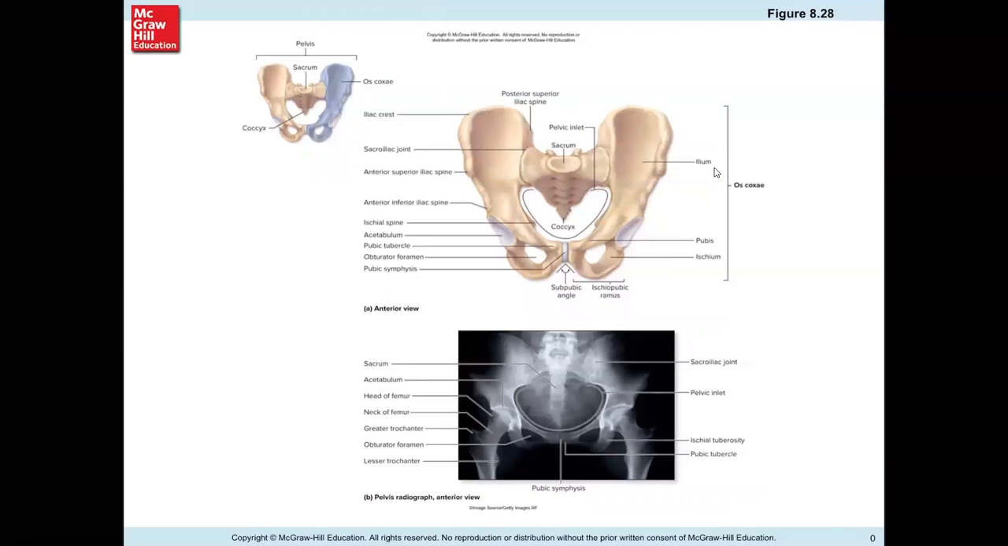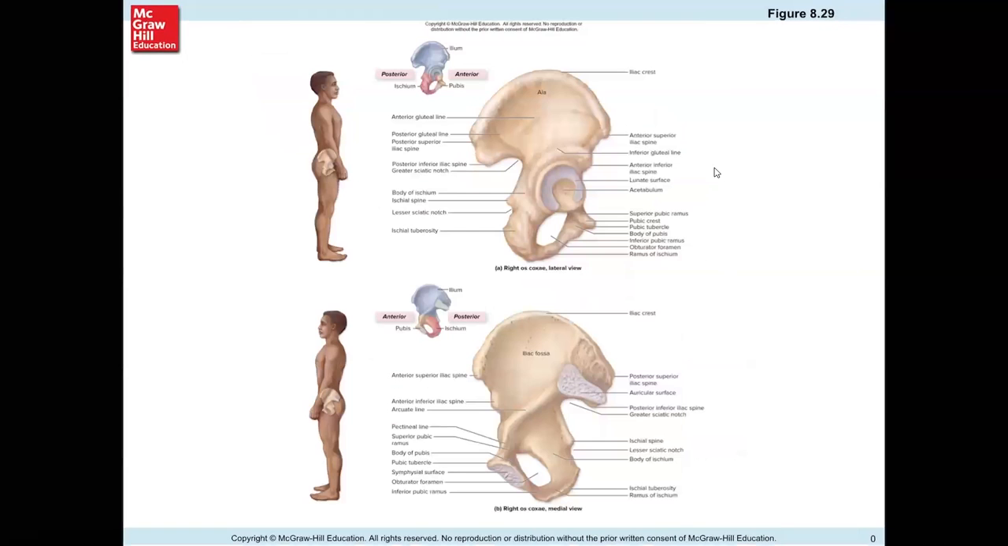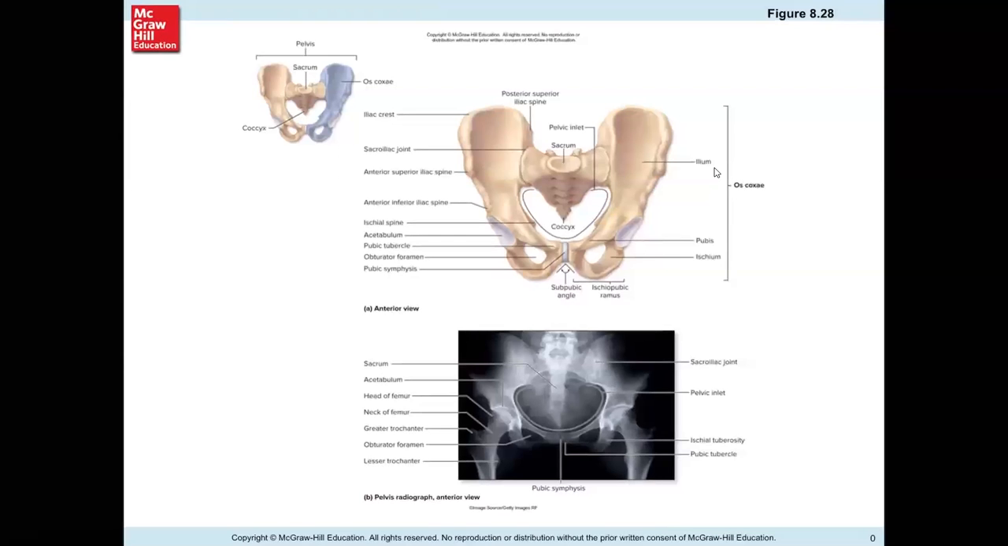Okay, now the pelvis is actually kind of tricky. It's got lots of parts to it. So the pelvis is made up of a couple bones. If we look here, here's the sacrum and the coccyx. And then each little pelvis bone, they're not actually that little, is called an os coxae. And the os coxae have 3 parts. The 3 parts are the ilium, the pubis, and the ischium.